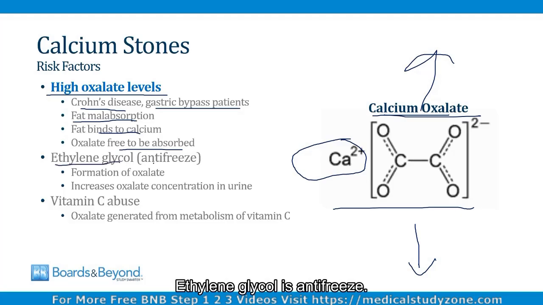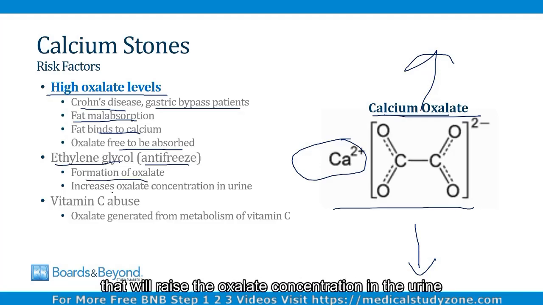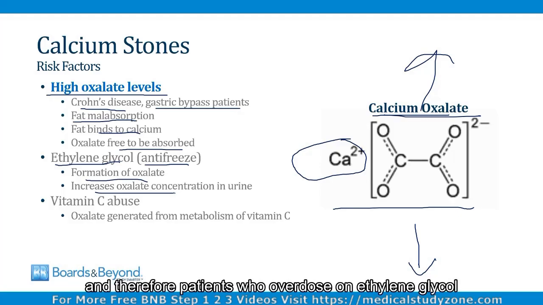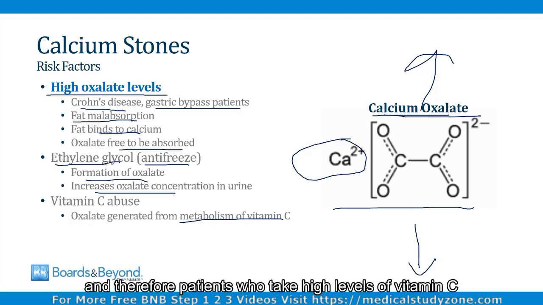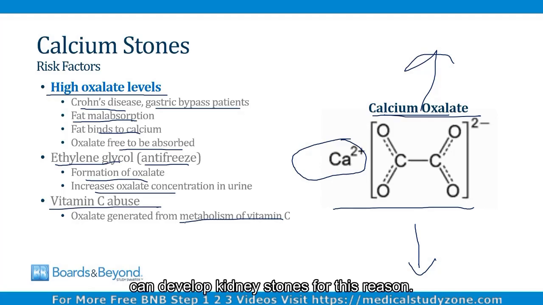Ethylene glycol is antifreeze, and if patients overdose on this as part of a suicide attempt, ethylene glycol can form oxalate. That will raise the oxalate concentration in the urine, and therefore patients who overdose on ethylene glycol commonly get kidney stones. And then finally, oxalate can be generated from the metabolism of vitamin C, and therefore patients who take high levels of vitamin C can develop kidney stones for this reason.